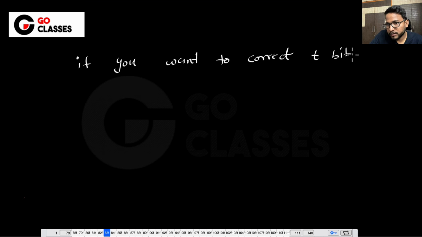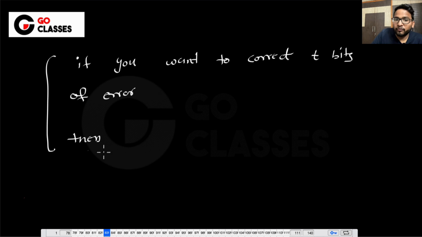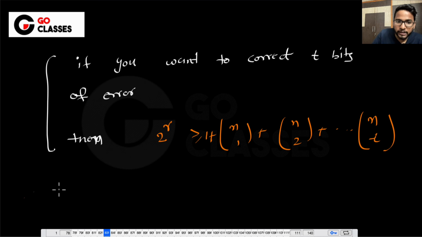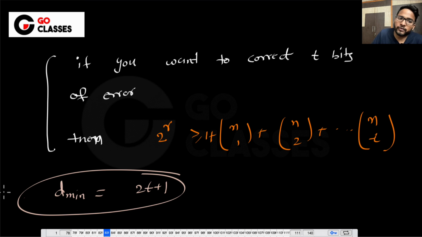Actually, everything is connected very tightly. So if you want to correct t bits of error, then the way you construct your Hamming code will automatically make sure that d minimum is 2t plus 1. First of all, you need 2 power r to be greater than or equal to this much. That's what we have seen. Basically, if you want to correct t bits of error, then your d minimum should be 2t plus 1. And the way you construct your Hamming code, there must be some way, and we have not seen that way.